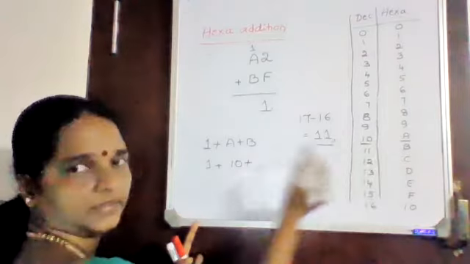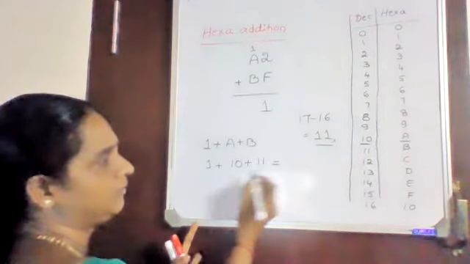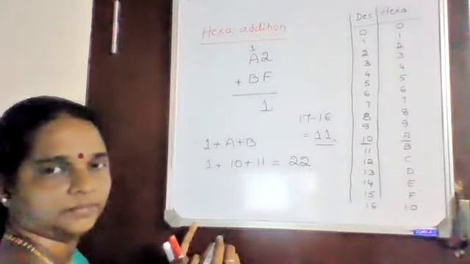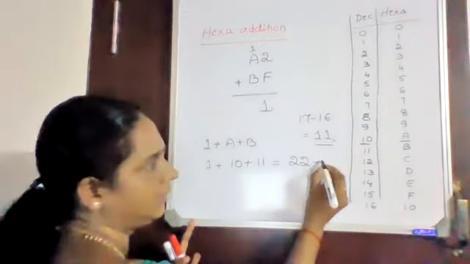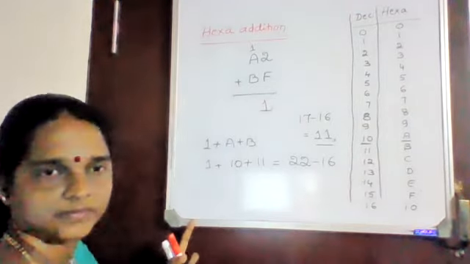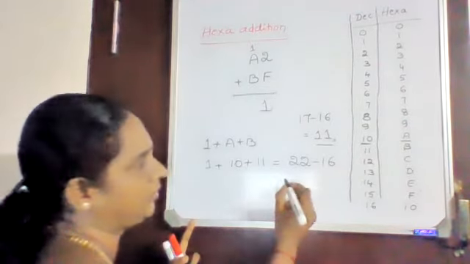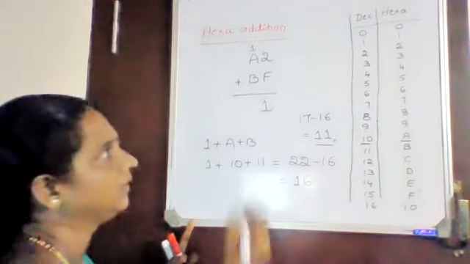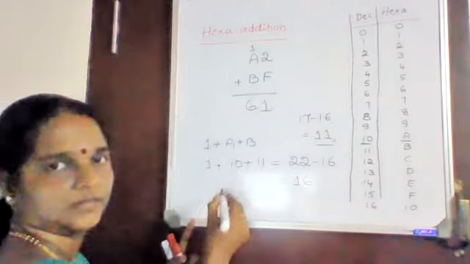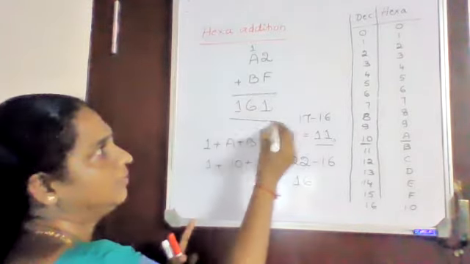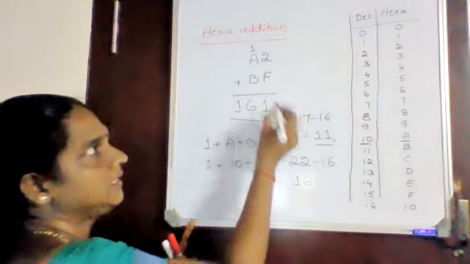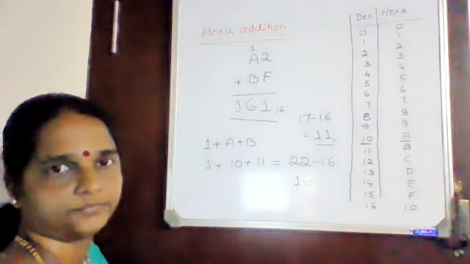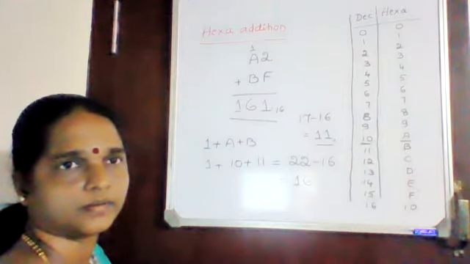A is nothing but 10. B is nothing but 11. So which is equal to 21 plus 1, 22. It is exceeding 16, right? Subtract 16 from 22, which is equal to 6 with 1 carry. So the sum is 6 with carry 1. So 161 base 16 is the sum of A2 plus BF.